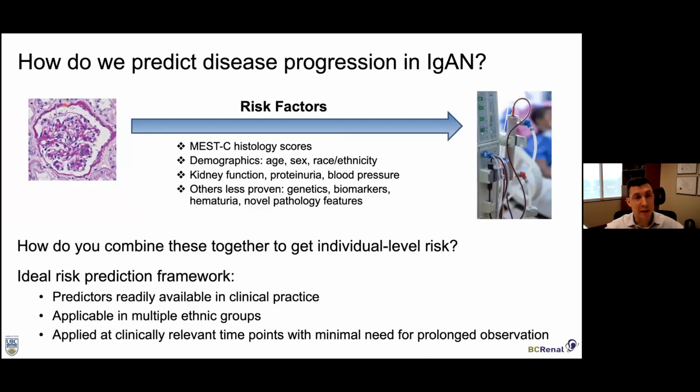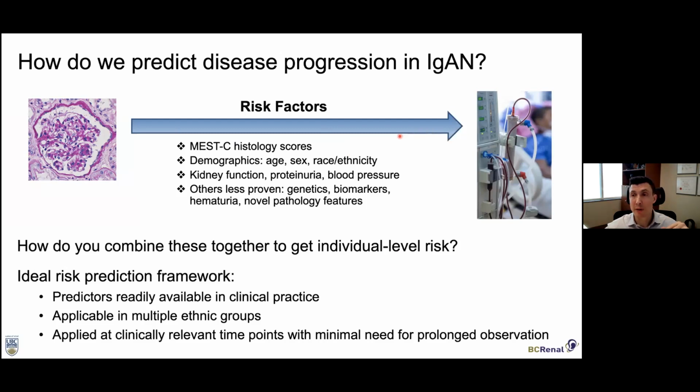However, if you're sitting back here at the time of biopsy and you've just diagnosed someone with IgA nephropathy, there are several risk factors that you can consider in terms of their long-term risk of having disease progression. You can use, as I mentioned before, the MEST-C histology scores that you get from the kidney biopsy. That's why we require the MEST-C scores to be reported.